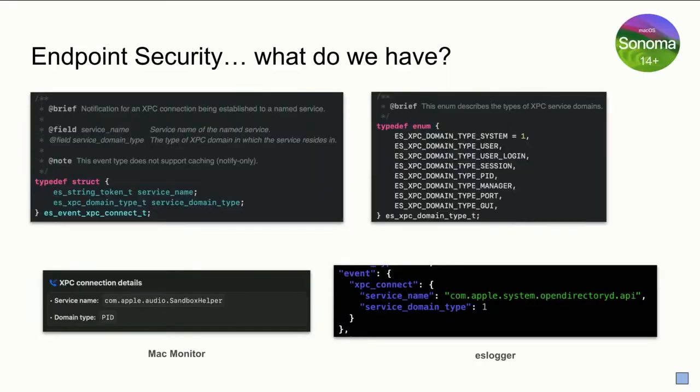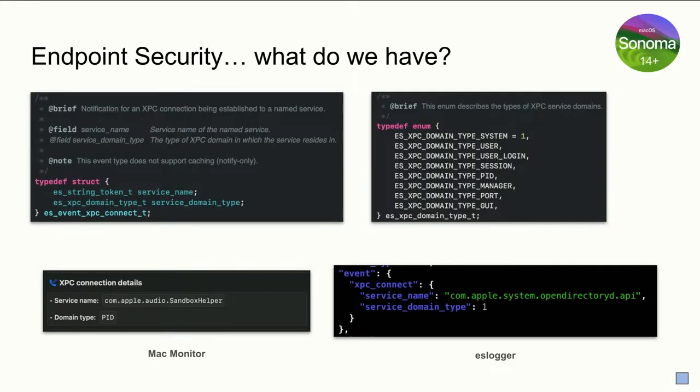If we look at the Endpoint Security event explicitly here, we see it gives us two properties, an es_string_token_t and an es_xpc_domain_type_t: the service name and the domain the service is living in. It is important to note that these are XPC services and not launchd services. On the right there, you'll see an enumeration of the different domain types. I'll go into this a little bit later.